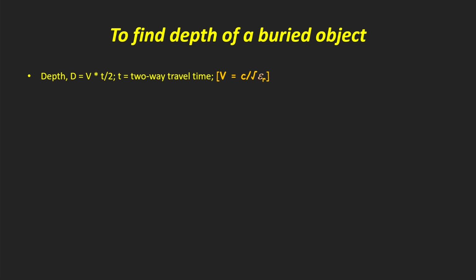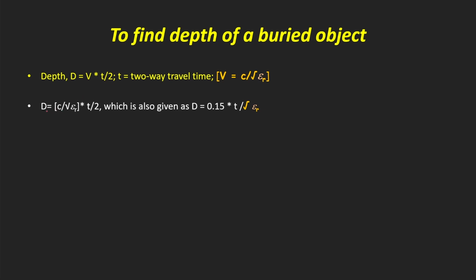To find the depth of a buried object, it is a very simple equation, where we know that the travel time is taken into consideration as two-way travel time. So, if we want to calculate the depth of a given object, then we need the velocity and the two-way travel time of that particular reflection we are getting. And that can be given as V into T by 2.